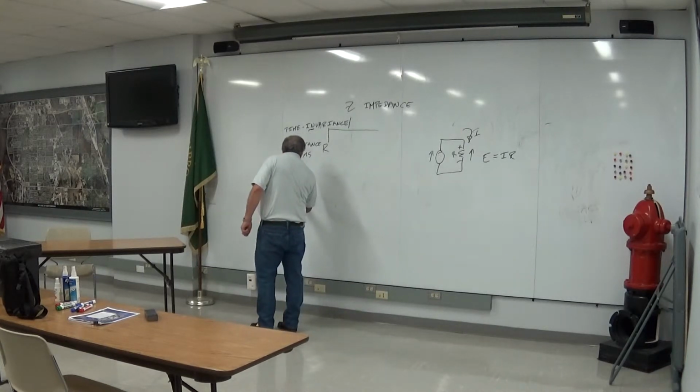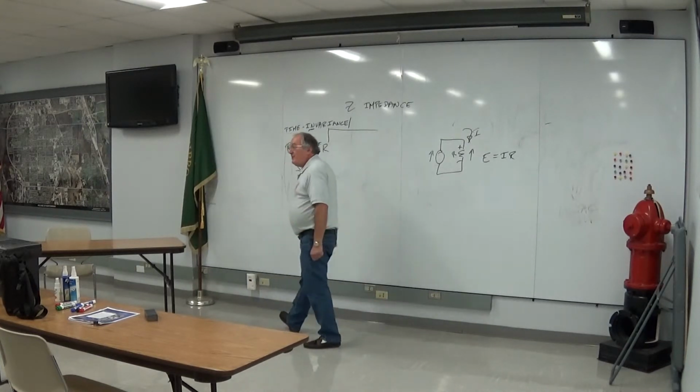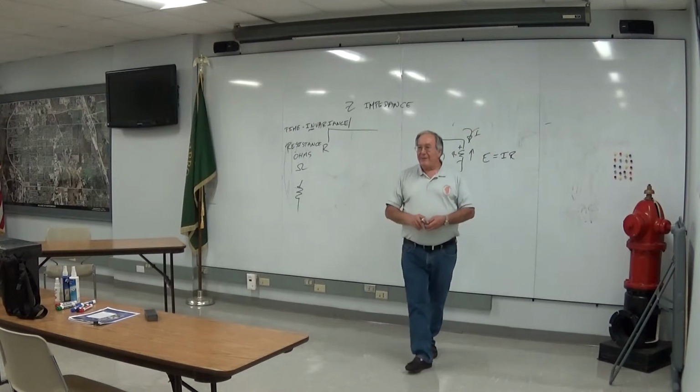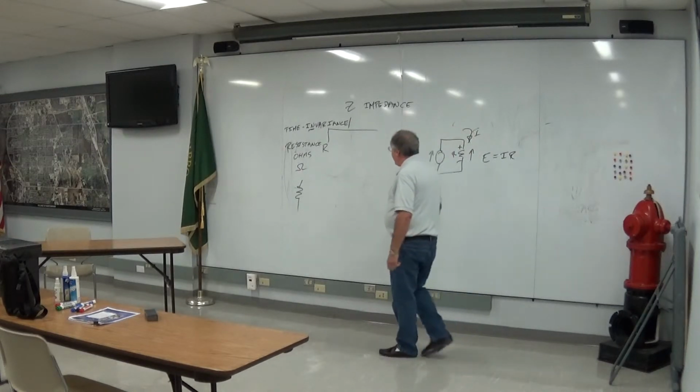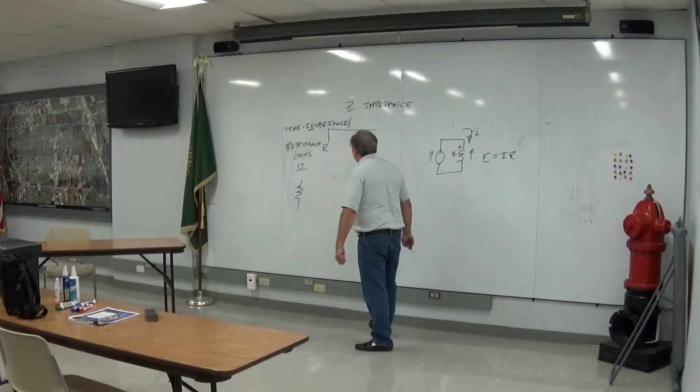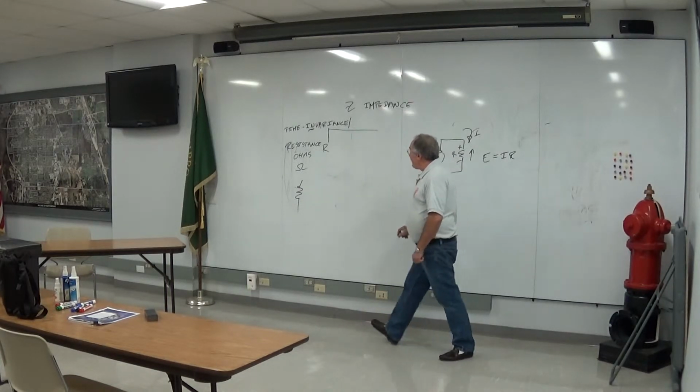And it's symbolic. The schematic symbol looks like that, a zigzag line, indicating you're going to go through something that's going to make life difficult to get from this point to this point. That's resistance.